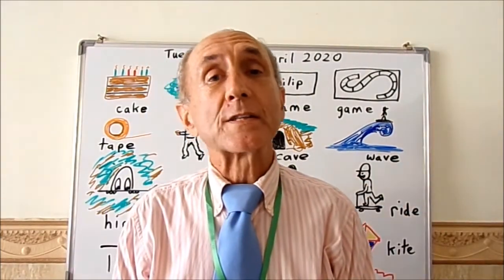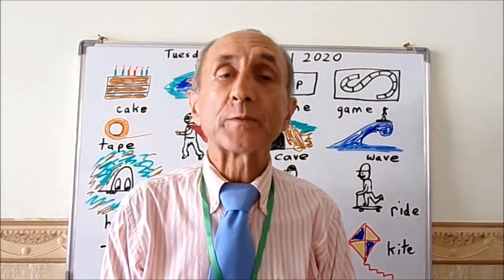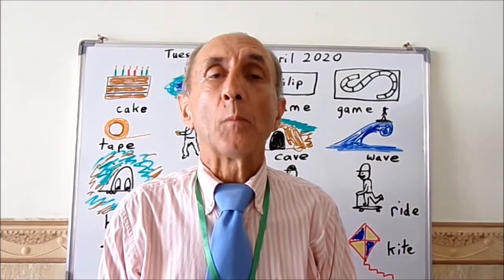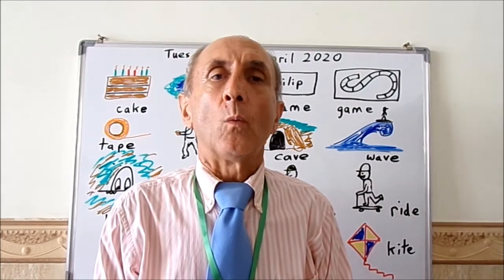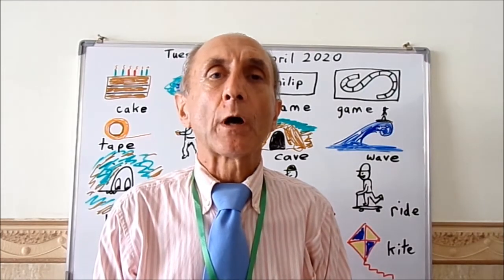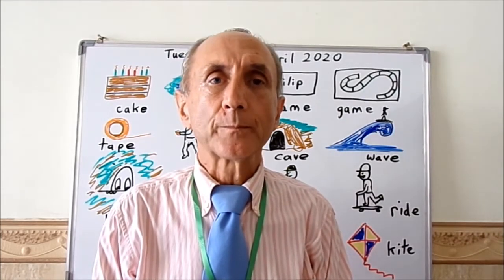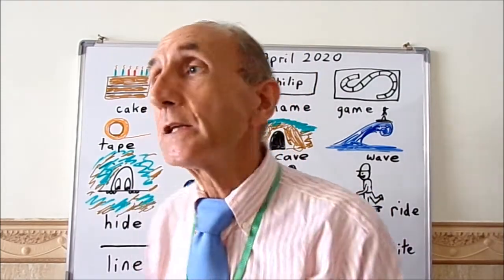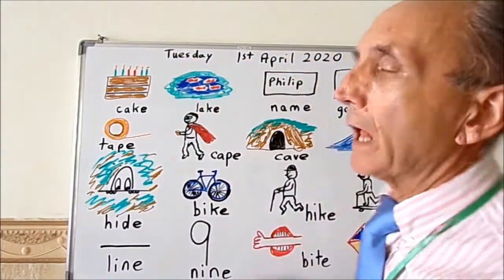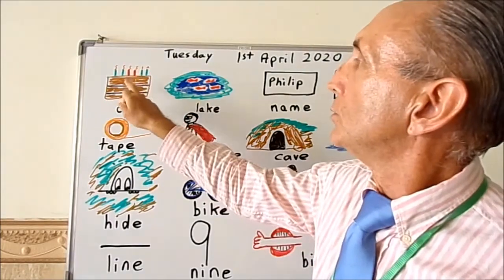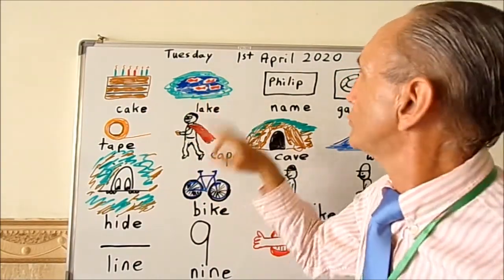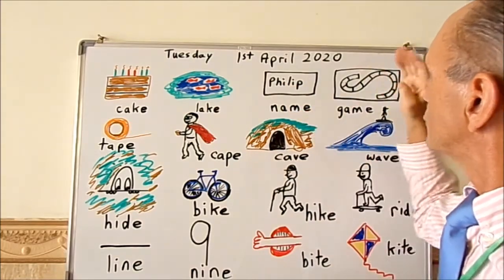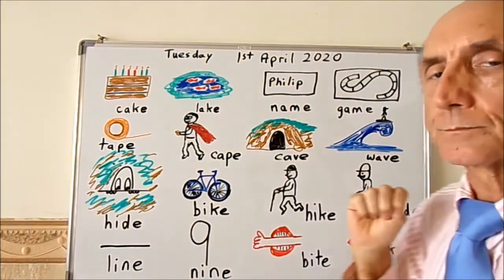Now that we've practiced these words, it's time to make use of them by writing them down. What I want you to do now is to give your child their yellow notebook. In the notebook, on a fresh page, they should write the date and then draw the picture, write the word.